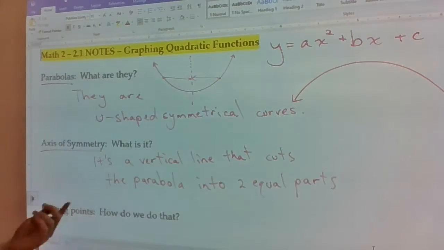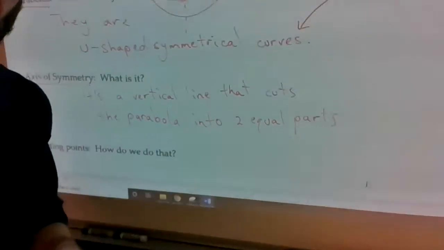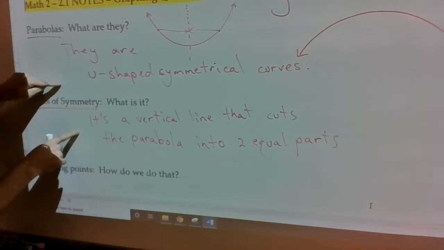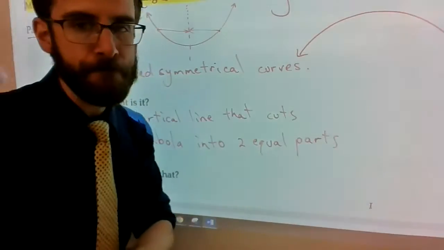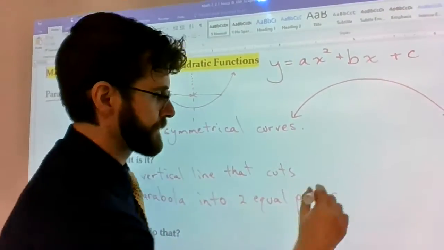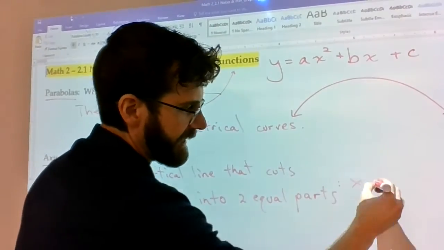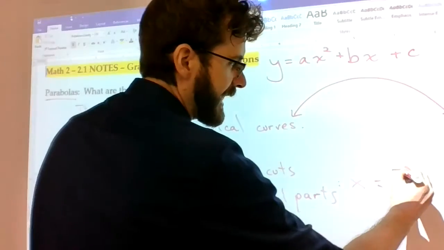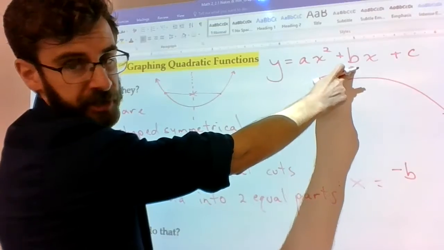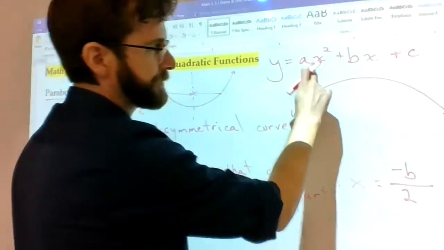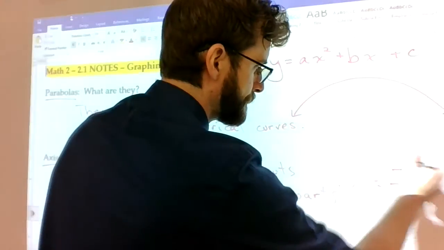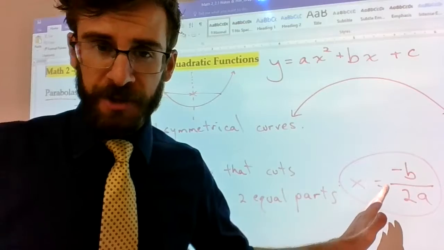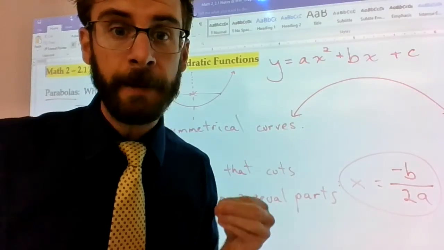And then plotting points, how do we do that? Well, one more thing. Axis of symmetry also has a formula. Since it's a vertical line, you'd say it's x equals some constant. Negative b, which is the b from the equation here, divided by 2 times a. That part right there. Okay, so the axis of symmetry then becomes a very important part for plotting points.